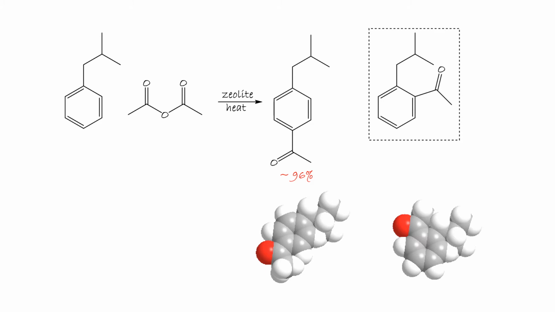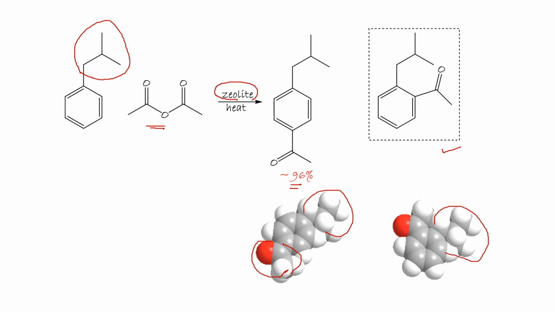Let's see one more. This is a bulky group, right? And if we try to make Friedel-Crafts acylation using zeolite as a catalyst, we get 96% of the para product. Also trace. Again, you can see that here there is no steric factor, but here there is a steric factor in the ortho positions. Okay?